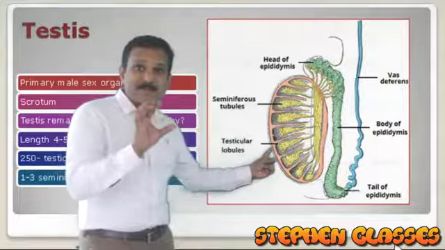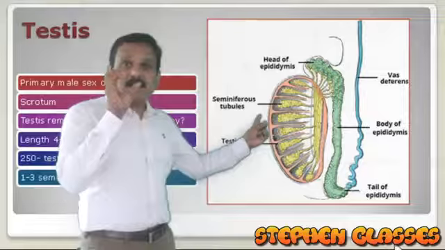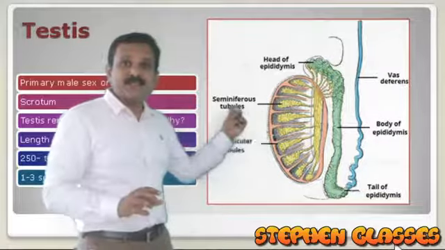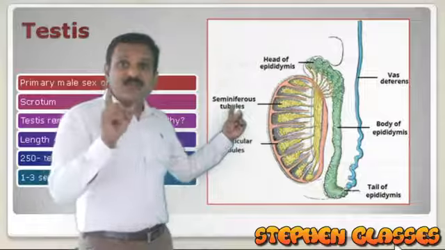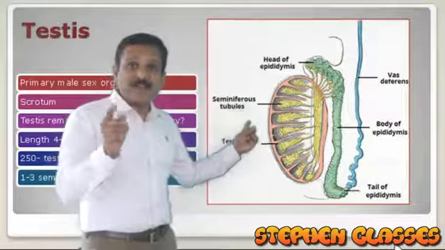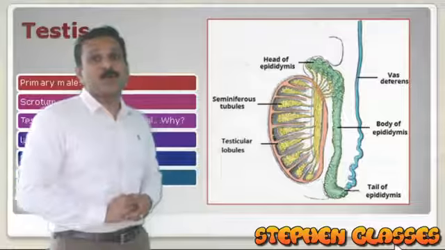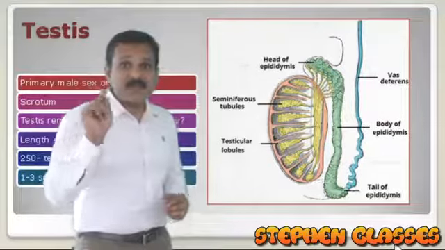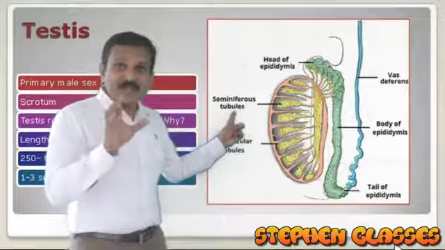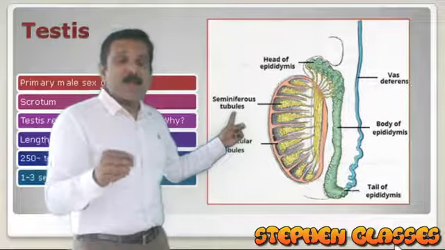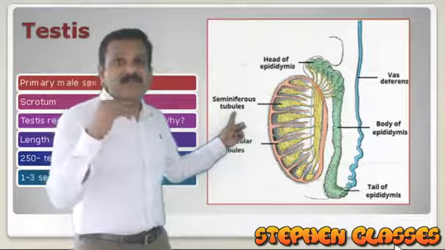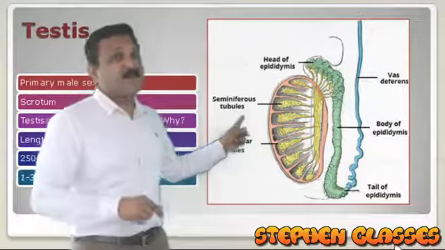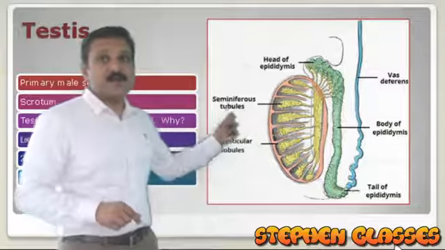Within these small compartments, these testicular lobules, you can see the seminiferous tubules. Within each testicular lobule, there will be 1 to 3 seminiferous tubules. Actually, the sperm cells are developed within these seminiferous tubules. So this is about the testis.